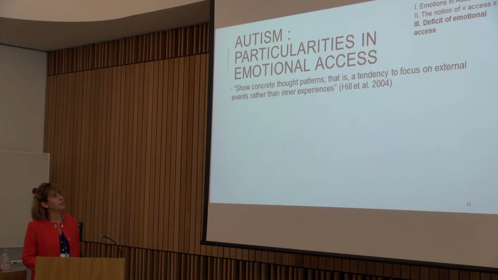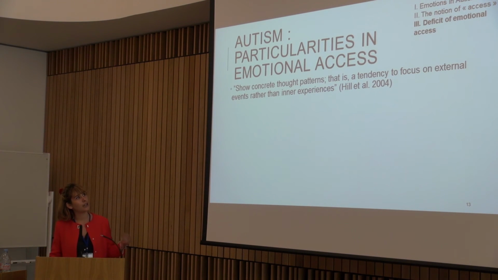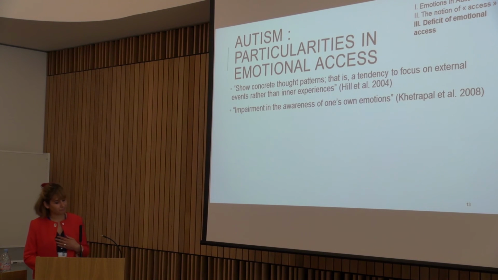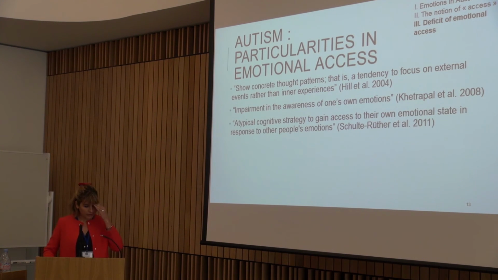Hill and colleagues claim that autistic people show concrete thought patterns, that is, a tendency to focus on external events rather than inner experiences. So they would use a cognitive access rather than a phenomenal one. Others say that they are impaired in the awareness of one's own emotions, that they use atypical cognitive strategies to gain access to their own emotional state in response to other people's emotions.